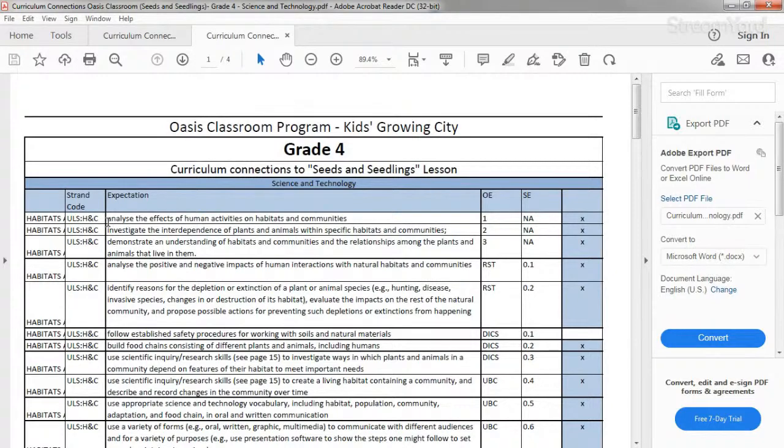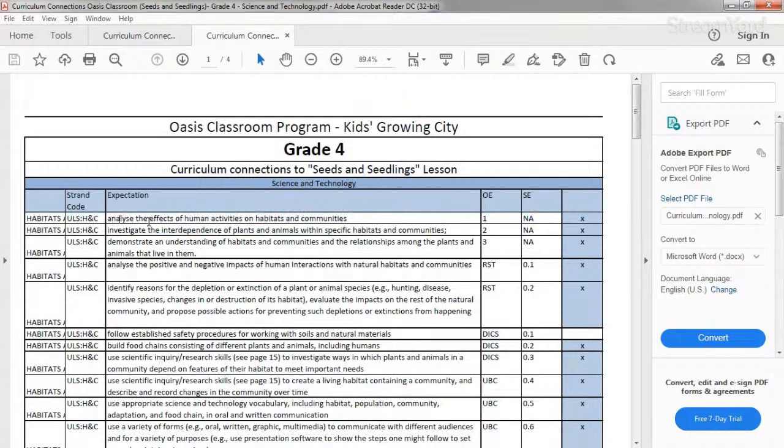So look at the expectations. Analyze, and this is Ontario expectations, right? And if you are in the US and watching this, oh my God, the similarities between our curriculum and your curriculum are huge. So just because I'm showing you Ontario curriculum expectation connections doesn't mean you can't connect it. Let me read through a few of these and you'll see how easily you can connect it to your own curriculum. So: analyze the effects of human activity on habitats and communities.